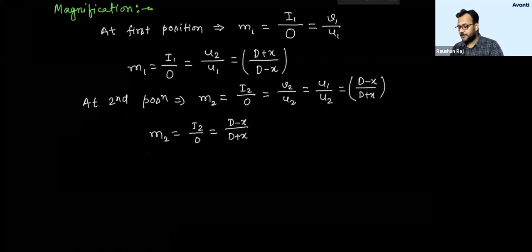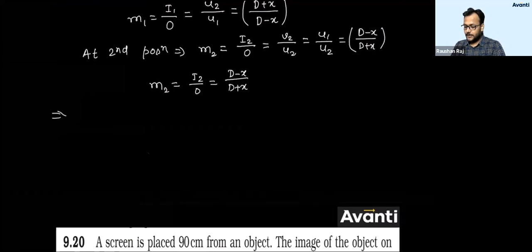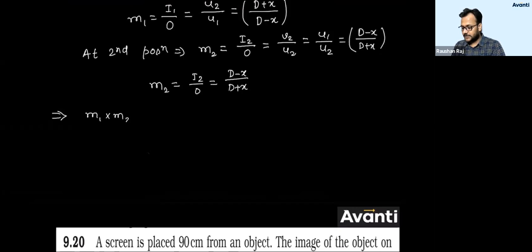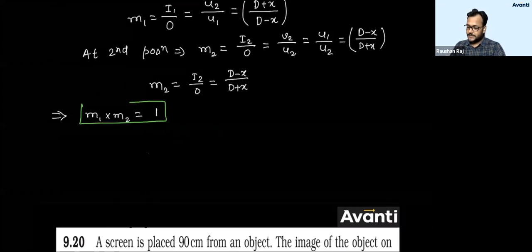Okay? चलिए, बहुत बढ़िया. इसके बाद, if I ask you to find the value of M1 into M2, तो क्या आंसर मिलेगा? जल्दी से बताओ. If I ask you to find M1 into M2, what will be the answer? 1. ये interesting result है. Clear है सबको? This is the interesting result which makes our life easy while solving questions from displacement. 1 मिला. ठीक है?